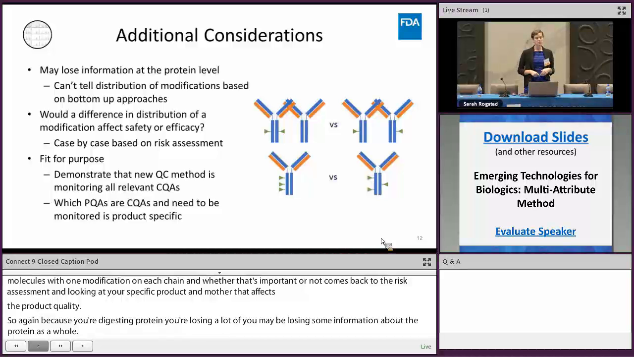And finally, you just want to make sure that this method is fit for your particular purpose. You want to demonstrate that your new QC method is monitoring everything that it needs to monitor, and that you're not losing information when you're switching to this method as compared to your conventional methods.